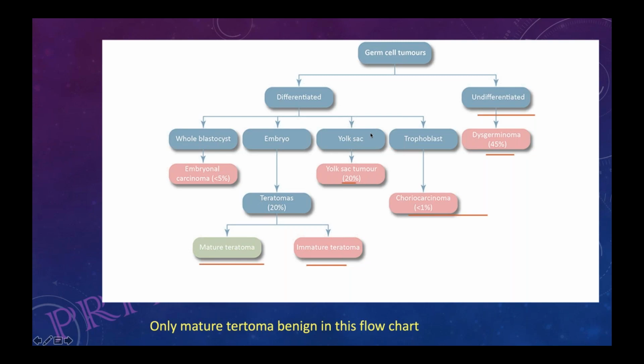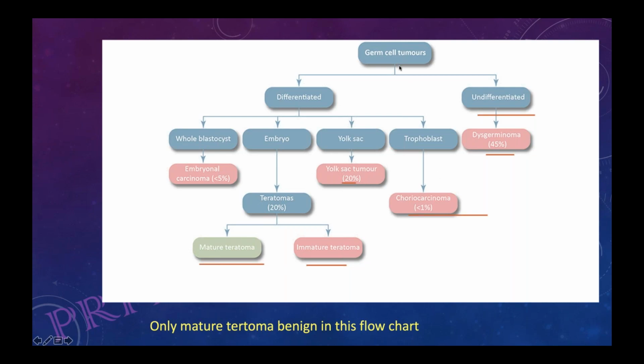From the yolk sac, only one tumor arises, that is yolk sac tumor, and that occurs in 20% of the cases. From trophoblast, as I already said, it has to be choriocarcinoma, but non-gestational choriocarcinoma is very rare, less than 1% only. Too many numbers are not required. Just remember the most common is dysgerminoma, 45%. Next, yolk sac is 20%, and teratomas are also 20%. This much is enough.